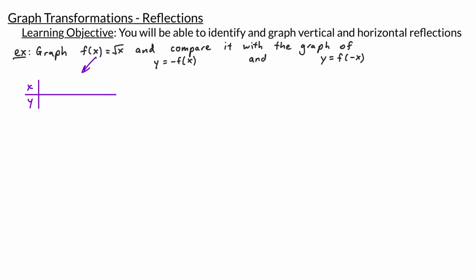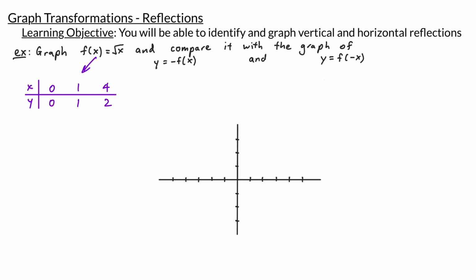For our table here, let's look at the x values 0, 1, and 4. We picked these specific x values because the corresponding y values are nice whole numbers. To find the corresponding y values, we take these x values and plug them into our function to find the output. So when x is equal to 0, the square root of 0 gives us 0. When x is equal to 1, the square root of 1 gives us 1. And then when x is 4, the square root of 4 gives us 2.